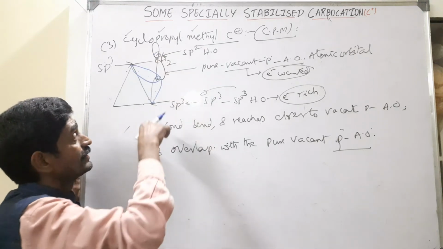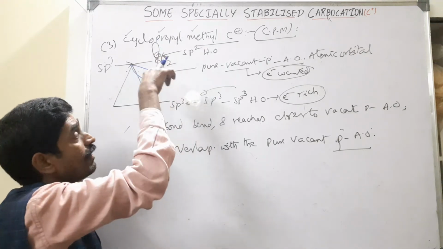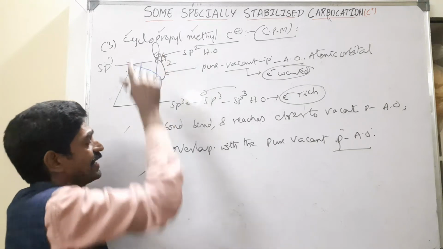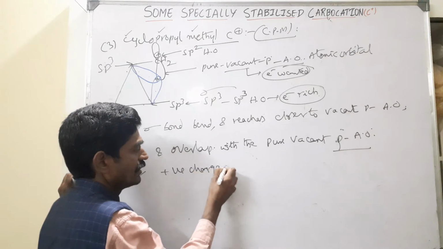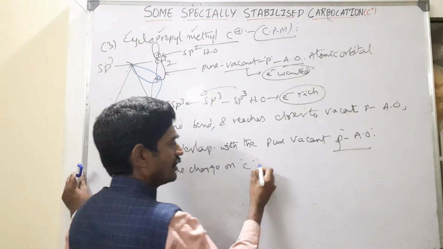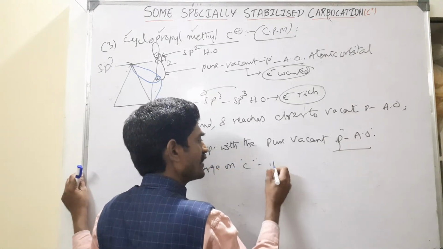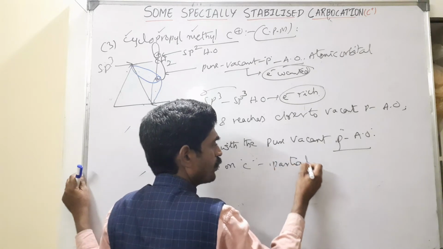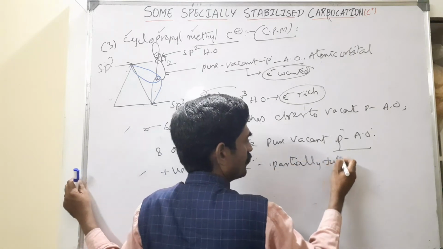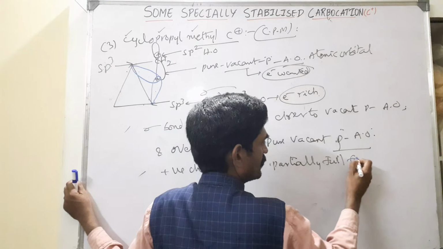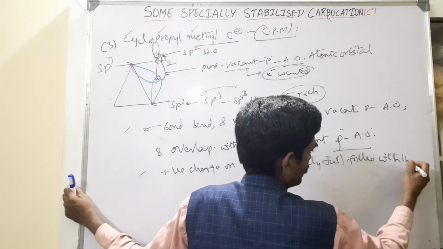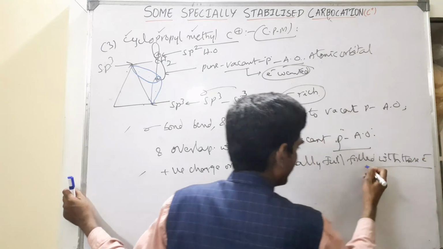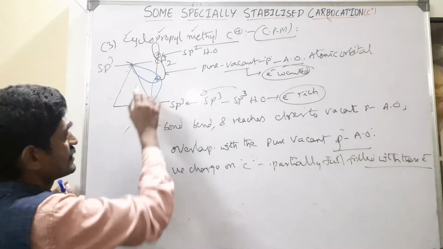That's why now the positive charge on carbon is partially fulfilled with these electrons. Yeah, now this is stabilized.